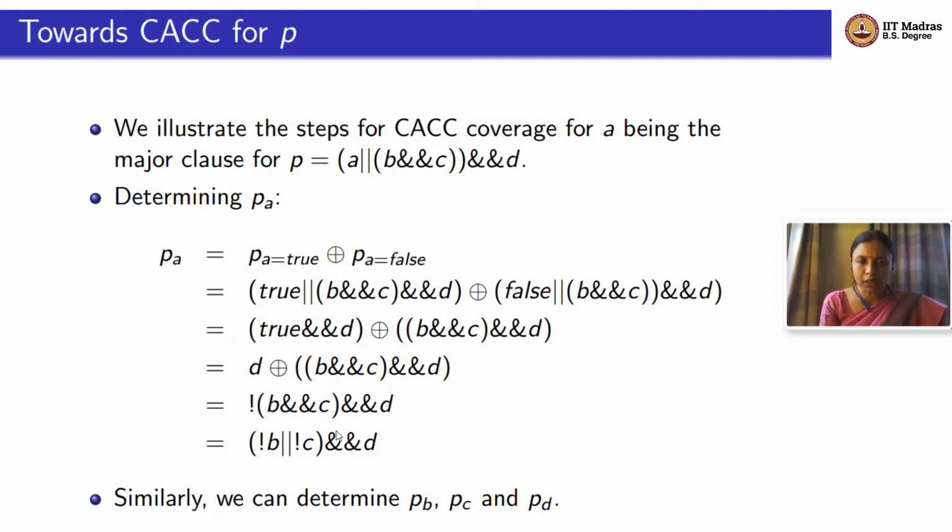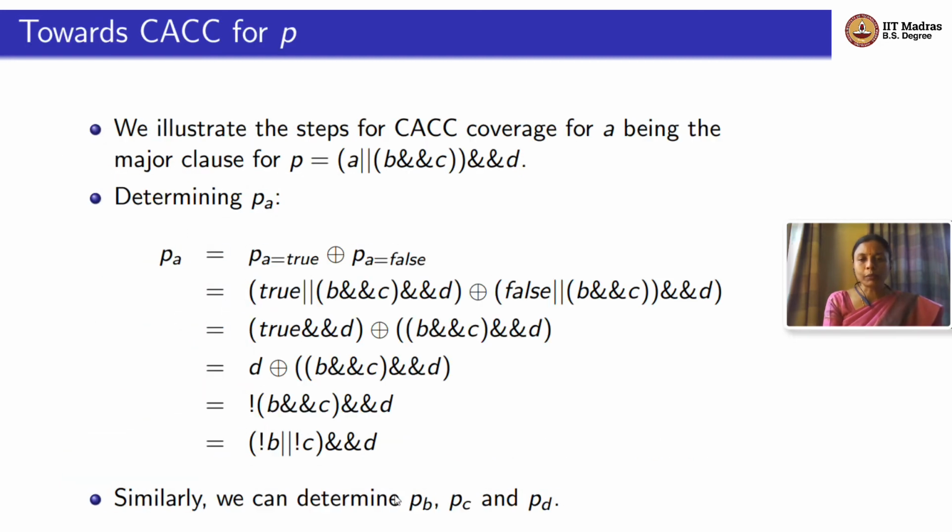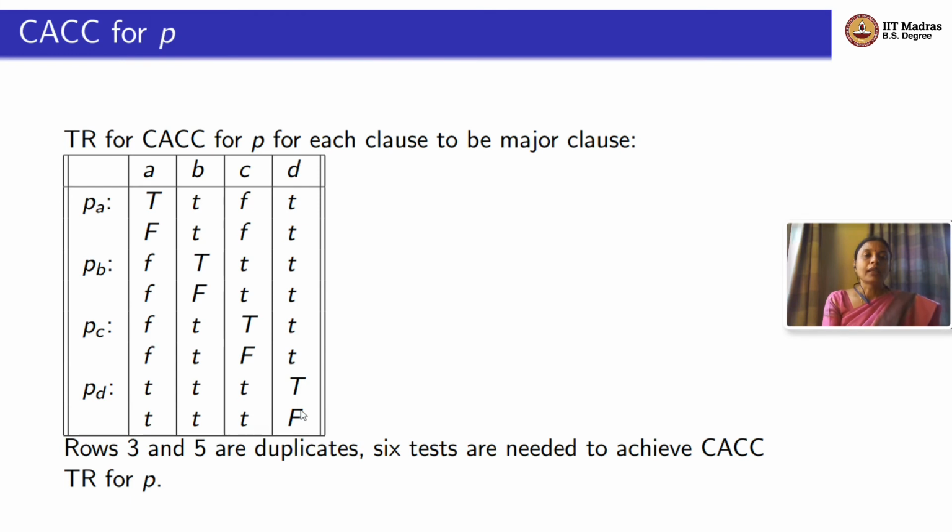I have not shown the working out here. I request you all to please work it out. I am now moving on with A being the major clause, B being the major clause, C and D directly. I have assumed that you will be able to work out PC, PB and PD for your own benefit using this value of P and using this algorithm.